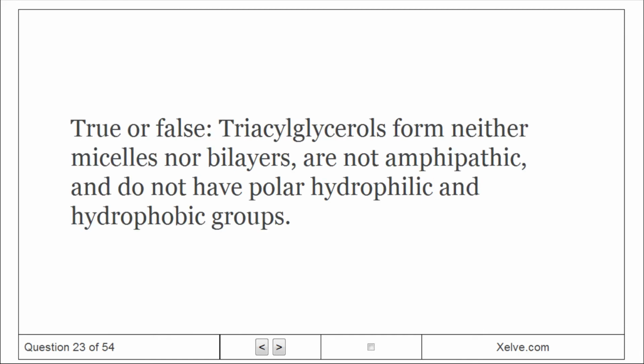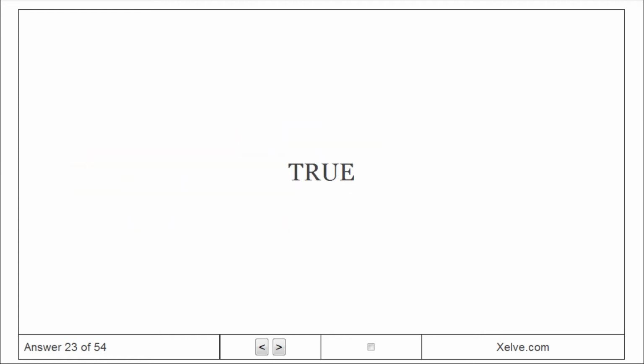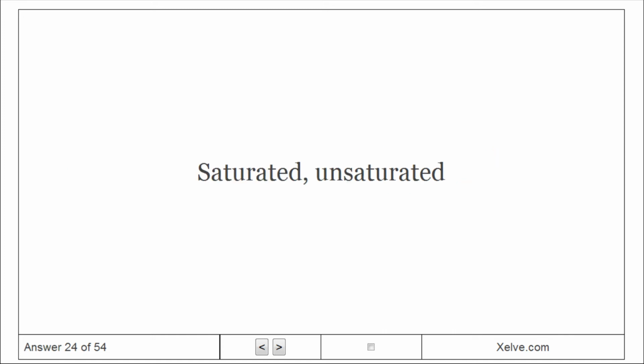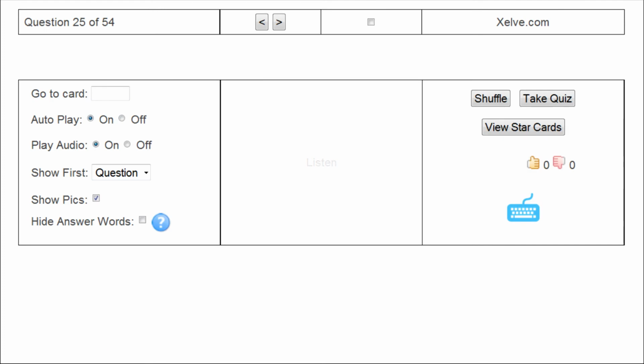True or false? Triacylglycerols form neither micelles nor bilayers, are not amphipathic, and do not have polar hydrophilic and hydrophobic groups. True. Blank fatty acids are straight while blank are kinked. Saturated, unsaturated.